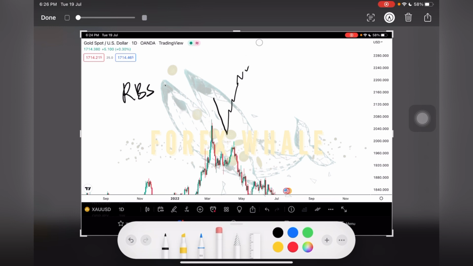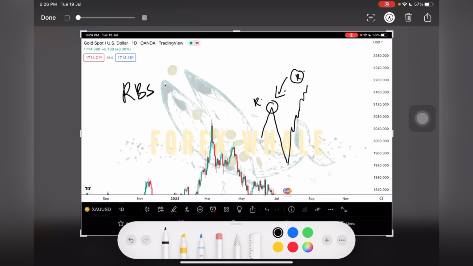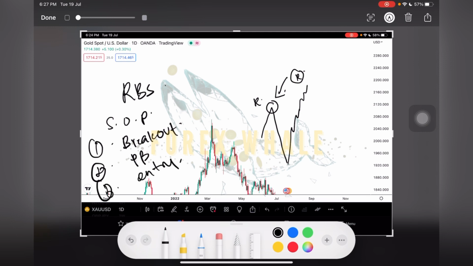I'll just redraw this again. So market created this major resistance here. We are looking for a sell-off at that level with the vision that price would go all the way down, but instead price broke through that resistance level, created a new resistance above it. So the SOP for RBS is that, first of all, there will be a breakout. Secondly, there's going to be a pullback. PB is pullback, and third is entry. So this is your SOP.